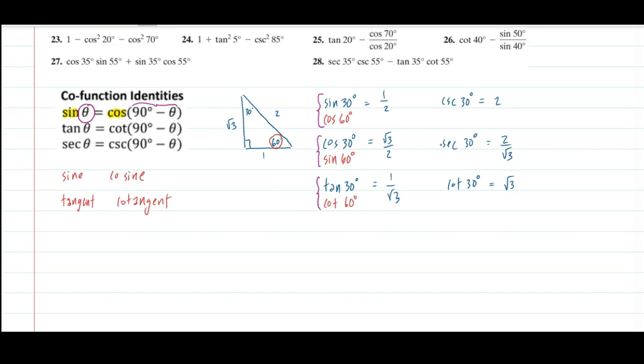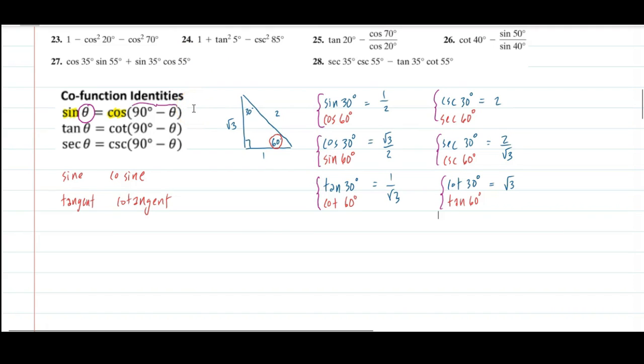So this pattern is going to continue. The cotan of 30 is the same thing as the tan of 60. The cosecant of 30 is the same thing as the secant of 60. And finally, finding the secant of 30 is the same thing as finding the cosecant of 60. So each one of these sets is actually going to give you the same answer regardless. It's a handy identity that we can use.